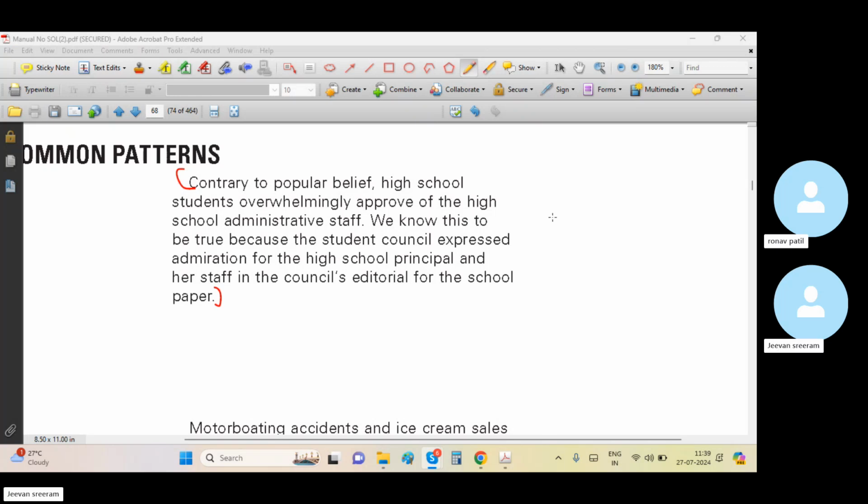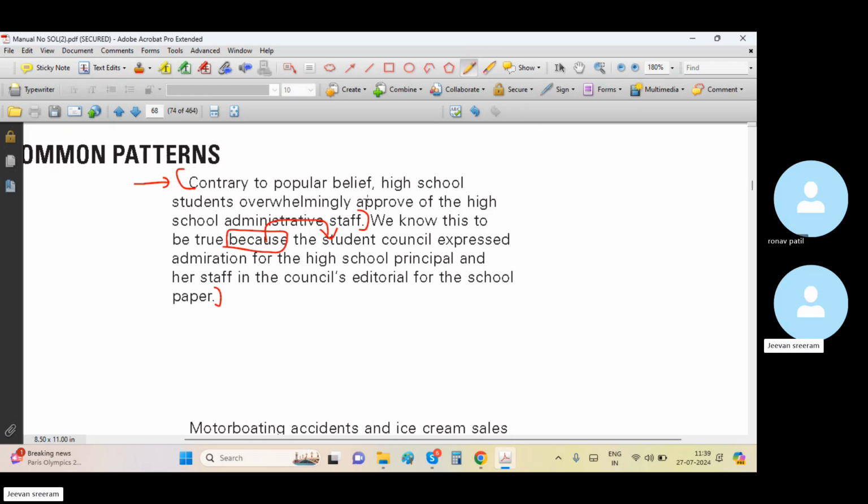Okay, where is the claim? The claim is like the ending part: we know this to be true because the student council expressed admiration for the high school principal and her staff in the council's editorial for the school paper. Please remember, generally evidences or premises are placed just beyond 'because'. Beyond 'because' generally we include reasons, which are a kind of evidence. Before 'because' you can see the author's claim or author's conclusion. So what's the author's conclusion?